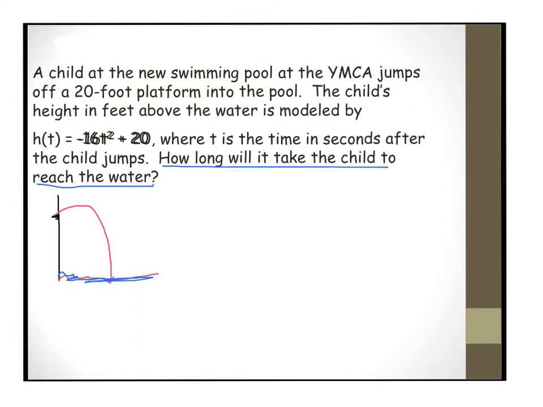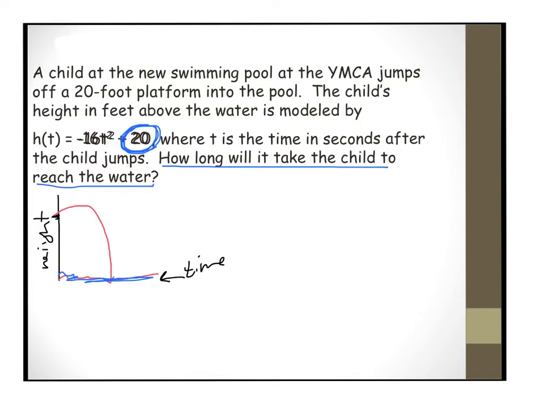Time is the independent variable. So time is going to be our x-axis, and height is our y-axis. And so if we look at a couple pieces, one important piece is this guy right here. That is our y-intercept. So knowing that that's our y-intercept, we know that the initial height of this child is at 20 feet.